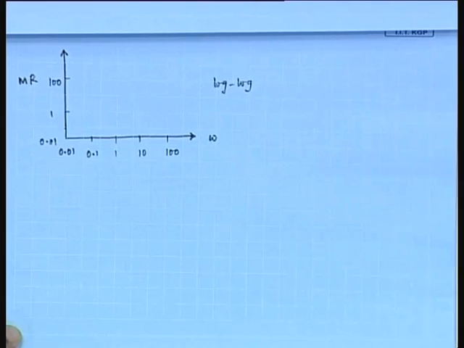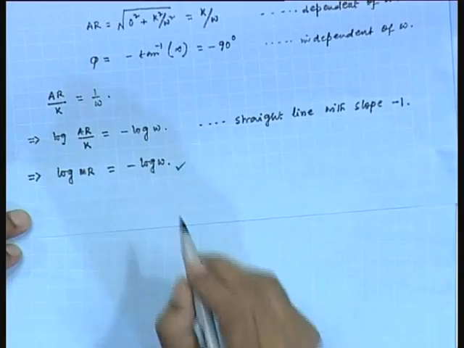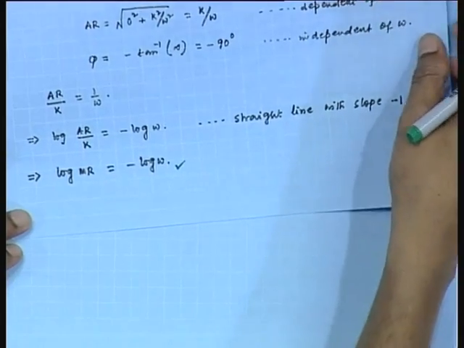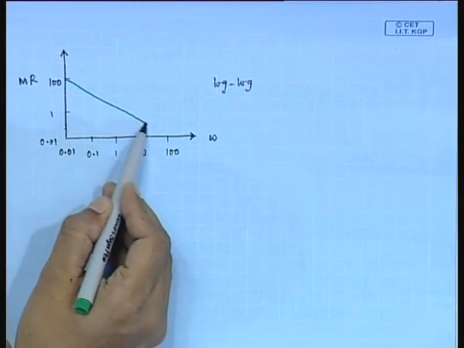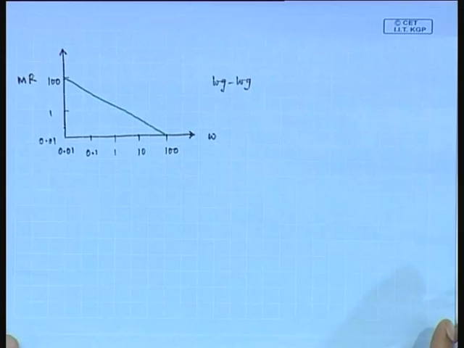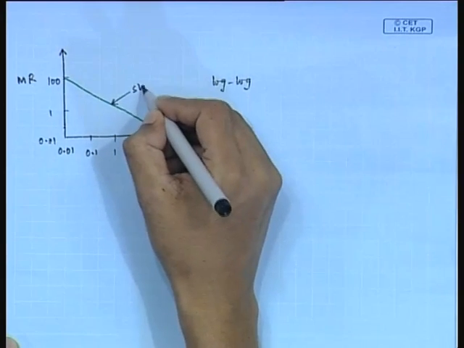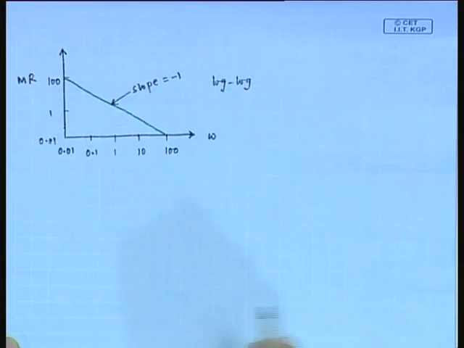Fine. Now, if we consider this equation, this straight line, log magnitude ratio equals minus log omega, then we obtain this straight line with slope minus 1. If we consider the expression of amplitude ratio in the form of magnitude ratio, we obtain this straight line with slope minus 1. It has the slope of minus 1.